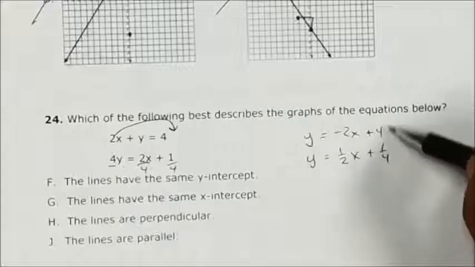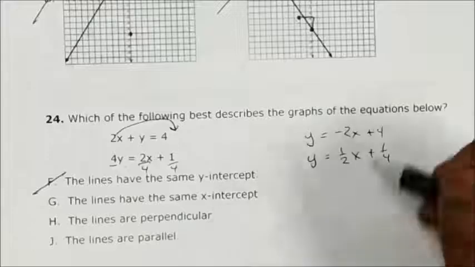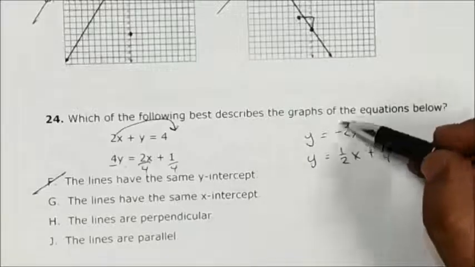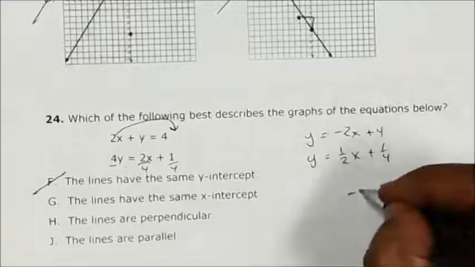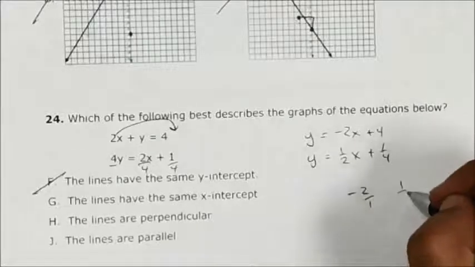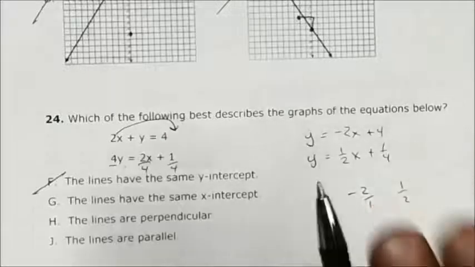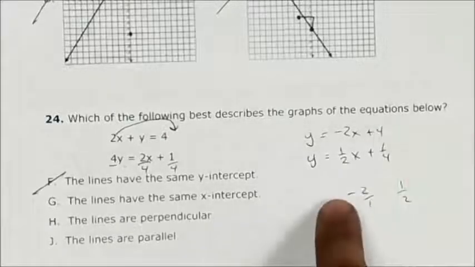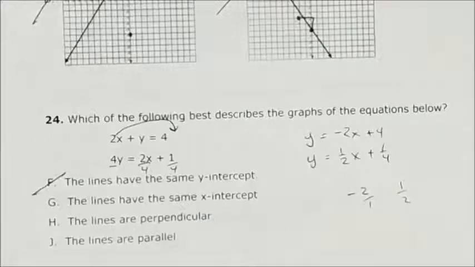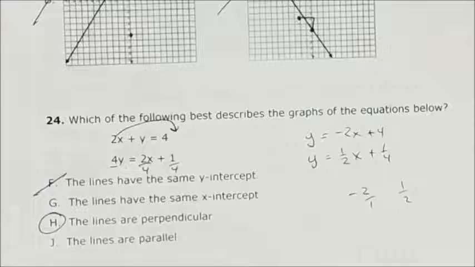So this tells me that they don't have the same y-intercept. When I look at my slopes, I notice that I have a -2/1. Since that's a whole number, I can put it over 1. And then I have 1/2. Those are opposite reciprocals. I flip the 2/1 to make it 1/2. This is negative and positive, which means opposite. So I do know that they are actually perpendicular.